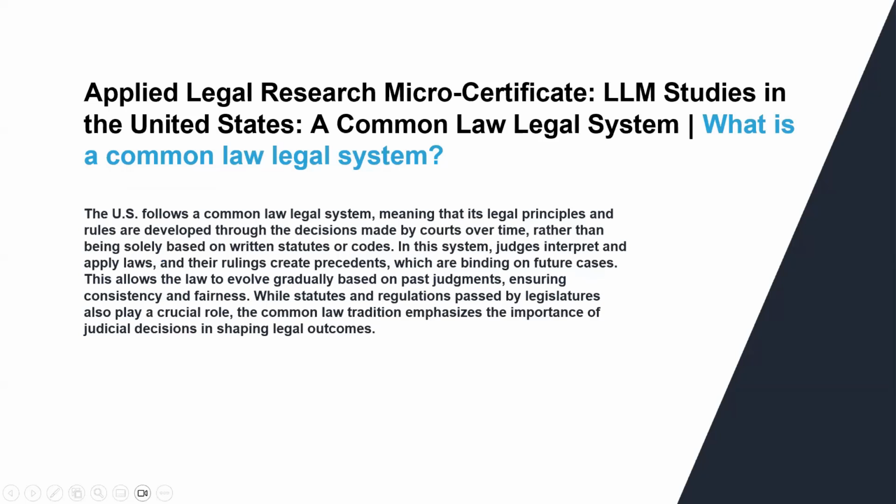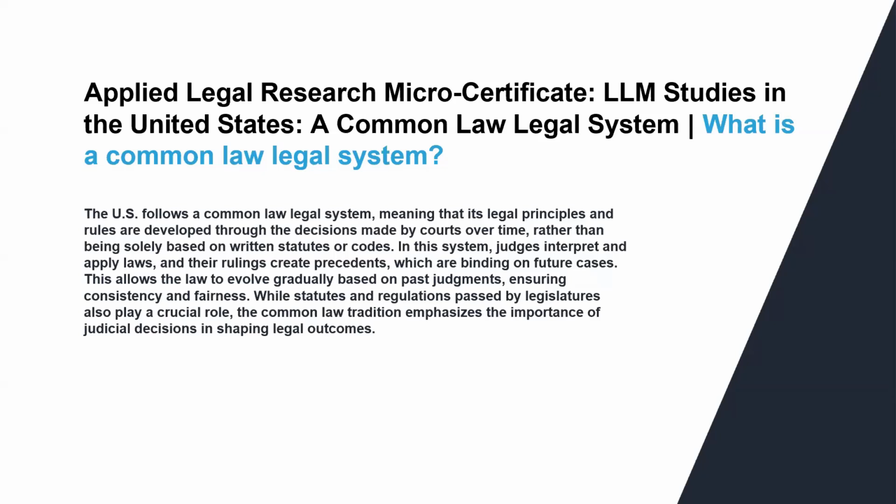Before we go into Lexis to start our research, first, let's go over what it means to be a common law legal system. The U.S. follows a common law legal system, meaning that its legal principles and rules are developed through the decisions made by courts over time, rather than being solely based on written statutes or codes. In this system, judges interpret and apply laws, and their rulings create precedents, which are then binding on future cases. This allows the law to evolve gradually based on past judgments, ensuring consistency and fairness. While statutes and regulations passed by legislatures also play a crucial role, the common law tradition emphasizes the importance of judicial decisions in shaping legal outcomes.